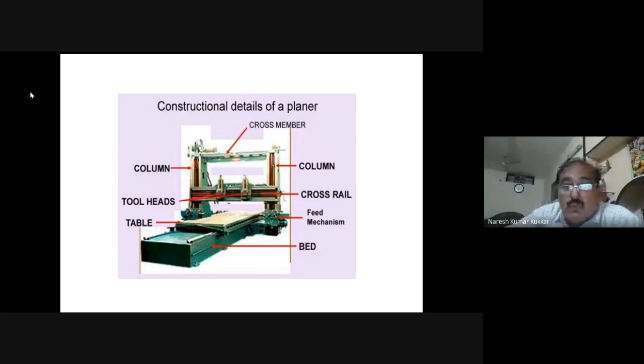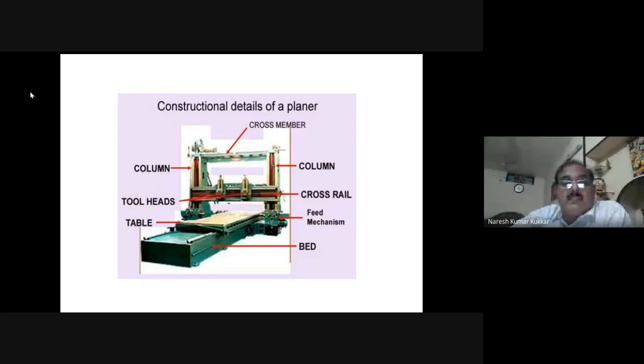The column is fixed, the cross rail is moving, and this table is moving, and the workpiece is fixed, to create a desired shape. The planer is used when the size of the item you want to create is bigger.